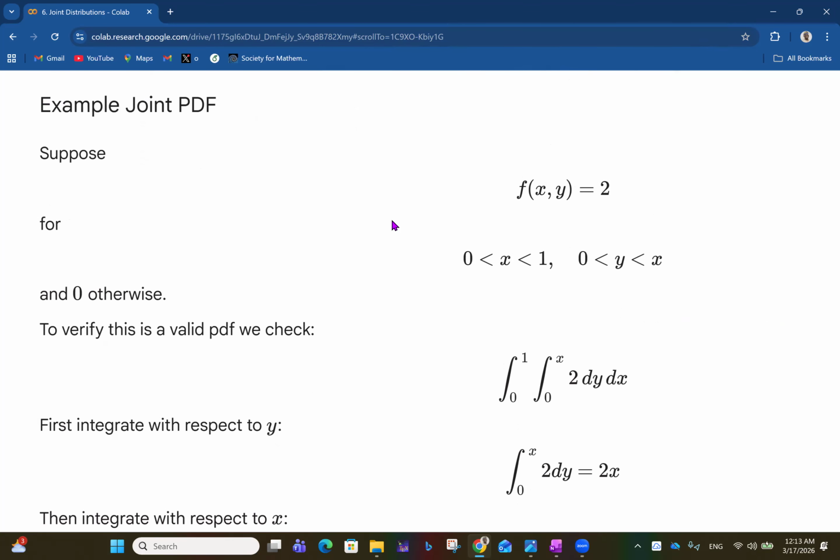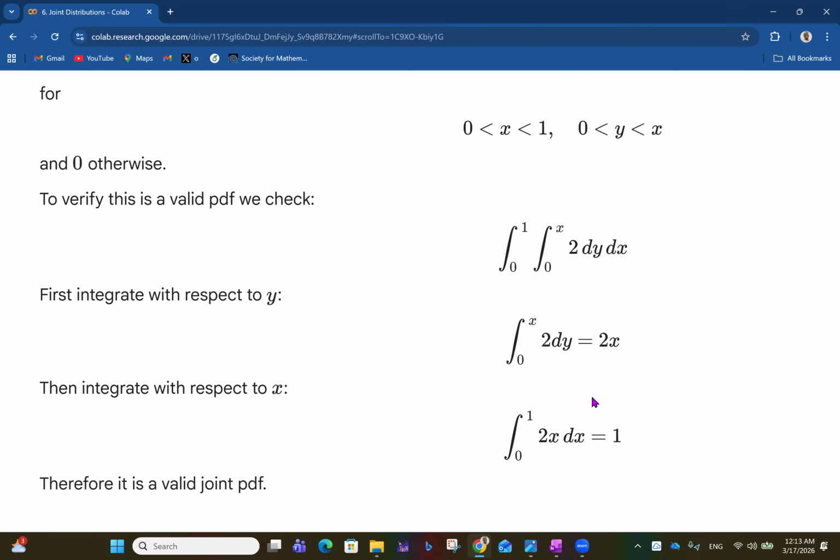Suppose that f of x comma y is equal to 2. That's the function itself for x lying between 0 and 1 and y lying between 0 and x, and 0 otherwise. To verify this is a valid PDF, we check the integral from 0 to 1 and integral from 0 to x of 2 dy dx. So we need to verify it.